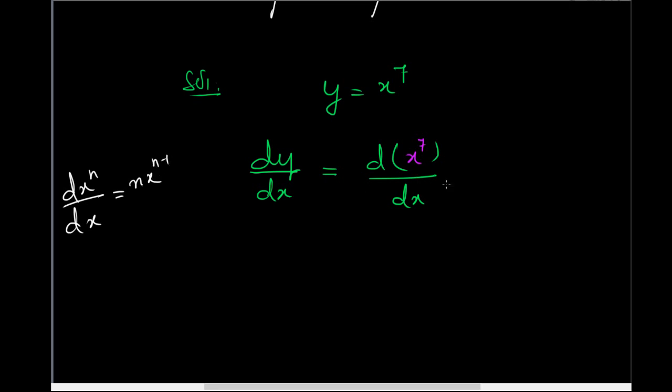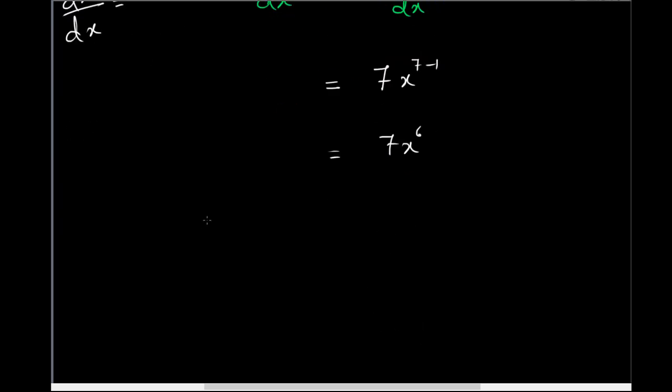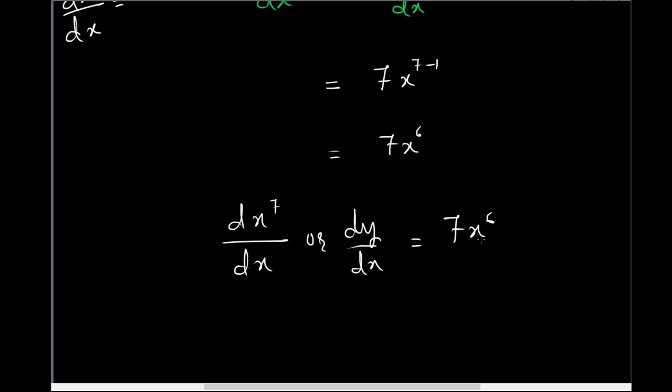So here instead of n, it is 7, so that is 7 times x to the 7 minus 1. We just replace the n by 7, so that's it. Now 7 minus 1 is 6, so that is x to the 6, so that is 7 times x to the 6. So we can say derivative of x to the 7 with respect to x, which is same as derivative of y with respect to x, is equal to 7 times x to the 6. So this is our result.